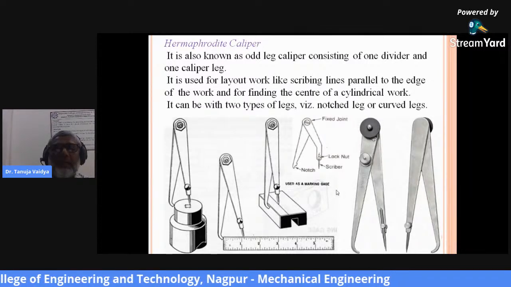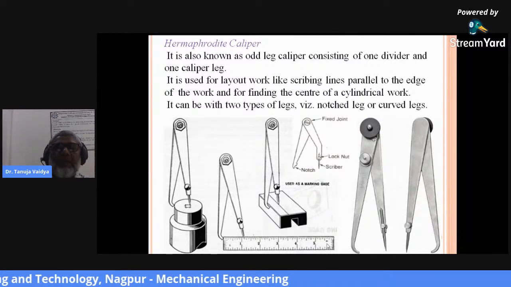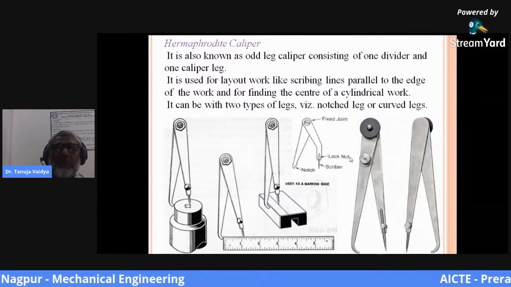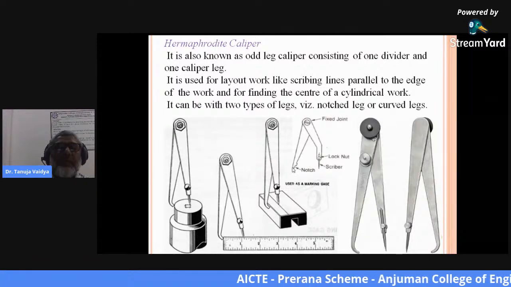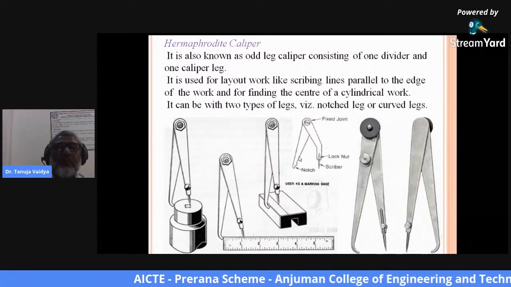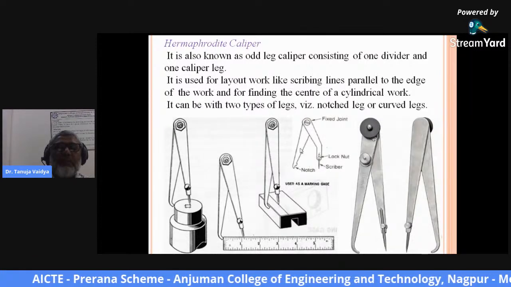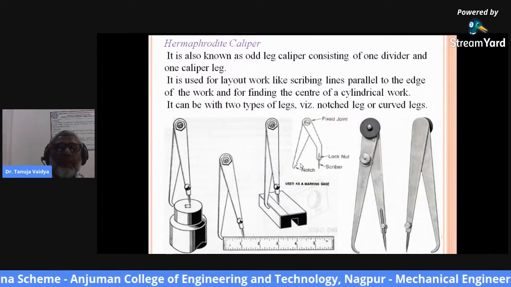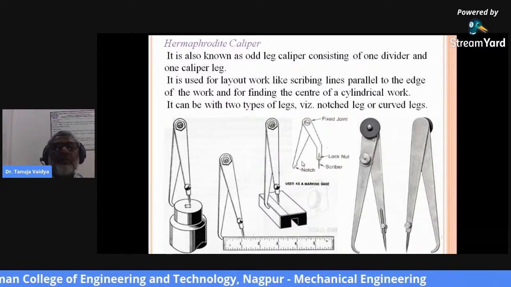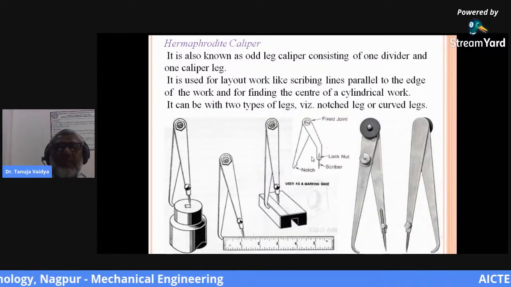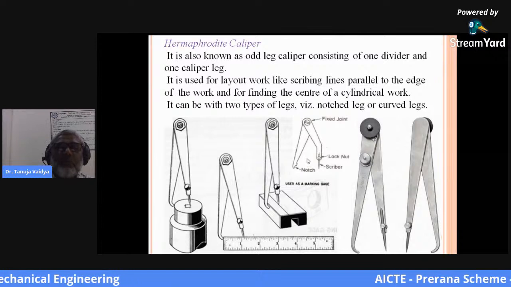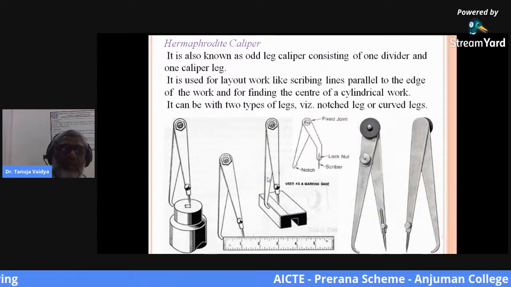Why odd leg caliper? Because one leg of this caliper is the divider, and the other leg has some notches on it, so it is used for finding the center of a cylindrical work, or for marking lines parallel to another plane.